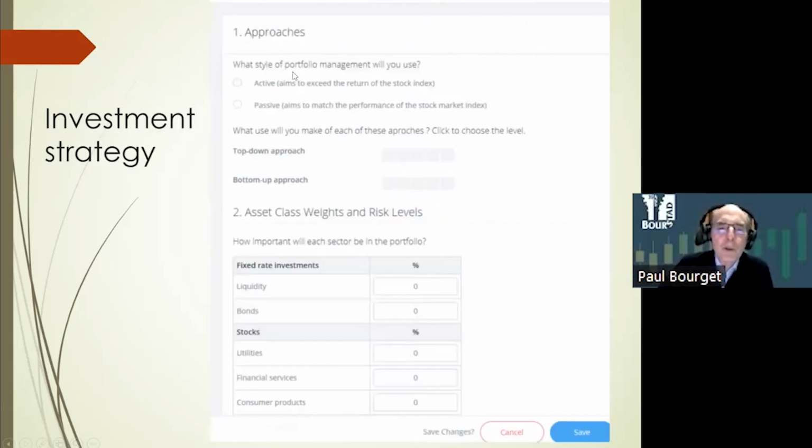Approaches in managing the portfolio. Will you be active, trying to beat the market, or passive, trying to just meet the market return? Will you use a top-down approach, meaning that you base yourself on what is publicly available as information in the media? Bottom up, you may decide that you'll visit the premises of the firm or scrutinize the fine print on the very thick annual report. How will you allocate your capital among liquidity, bonds, utilities, financial services, consumer products, etc.?